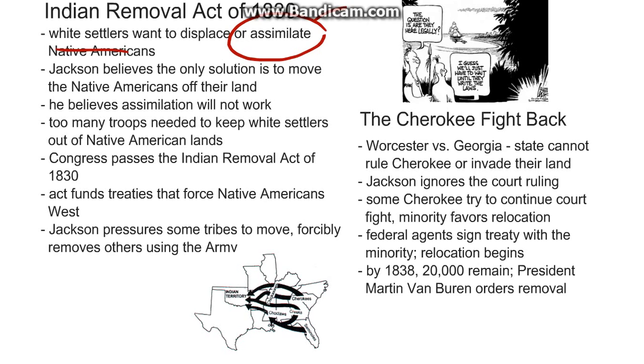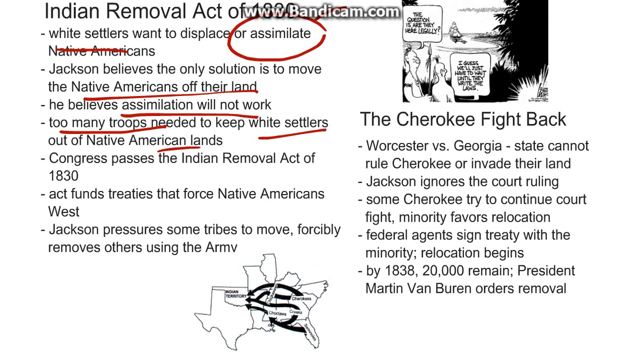Jackson really believes that the only solution is to move the Native Americans off their land. He believes that assimilating the Native Americans will not work because the Native Americans were resisting assimilation. He believed that there were too many troops needed to keep the white settlers out of Native American lands. He really believed that that just was not possible.